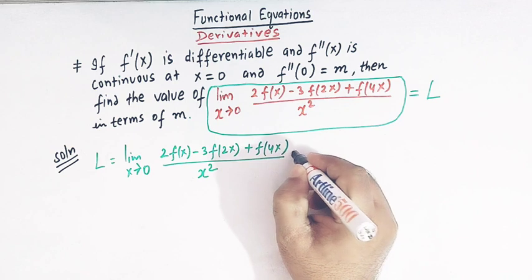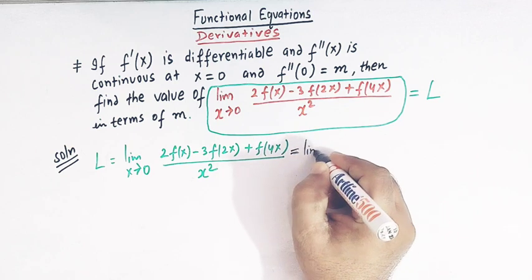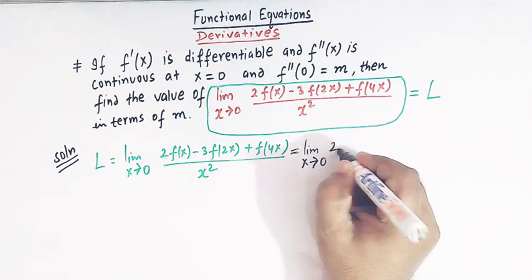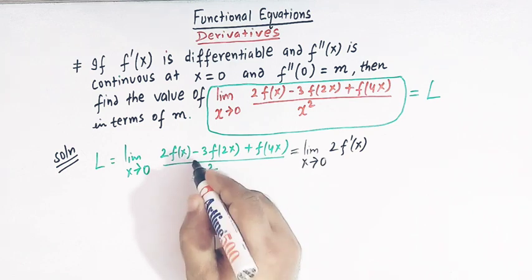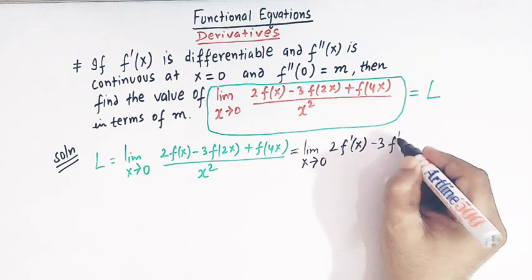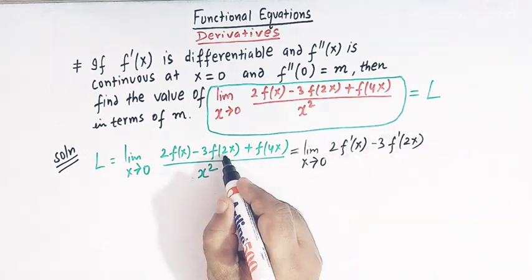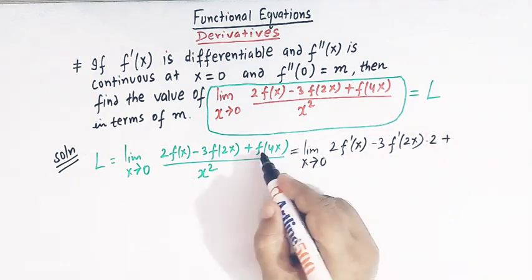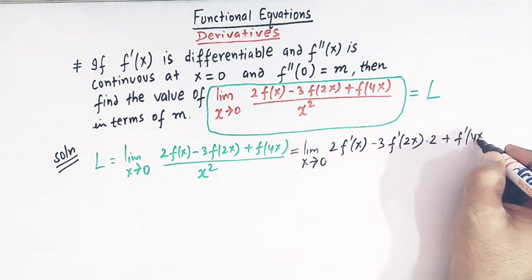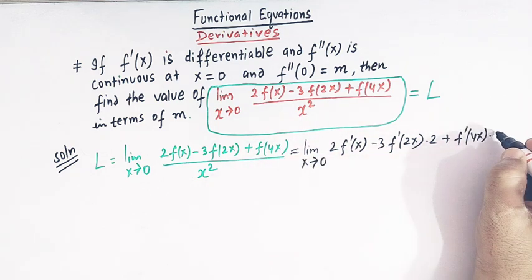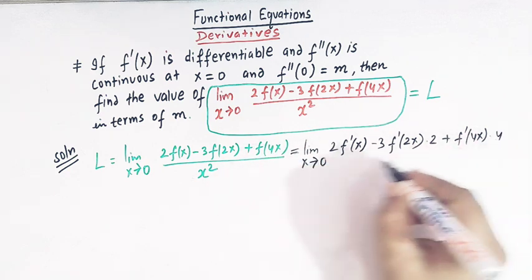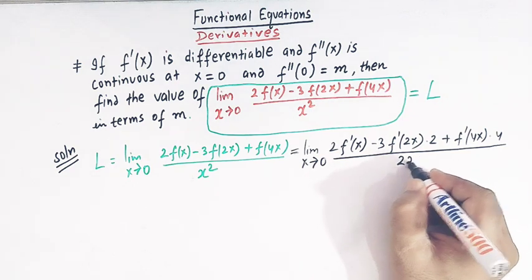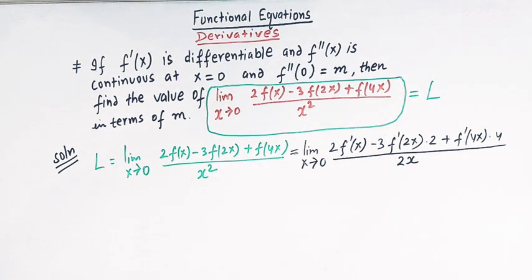So now we have the second step, the limit as x tends to 0. The derivative of f of x is f prime of x. Then we have minus 3 f prime of 2x, and by chain rule the derivative of 2x is 2. And we have f prime of 4x, and by chain rule the derivative of 4x is 4. In the denominator we have the derivative of x square, which is 2x.